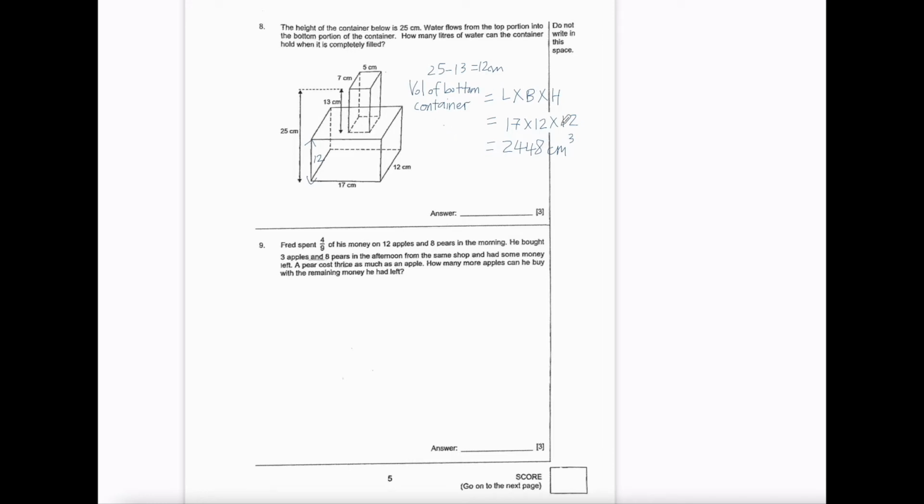Let's find the top part. Same thing. Length times breadth times height again, equals, the length is 7, the breadth is 5, and my height is 13. Okay, if you use the calculator, we're gonna get 455 cm cube. Okay, so we just have to add both of them together because that's how much it is when it's completely filled.